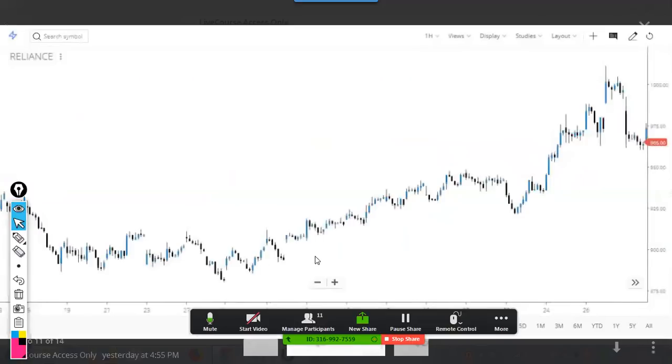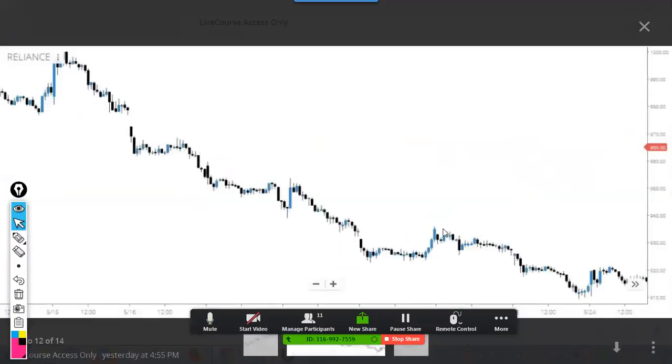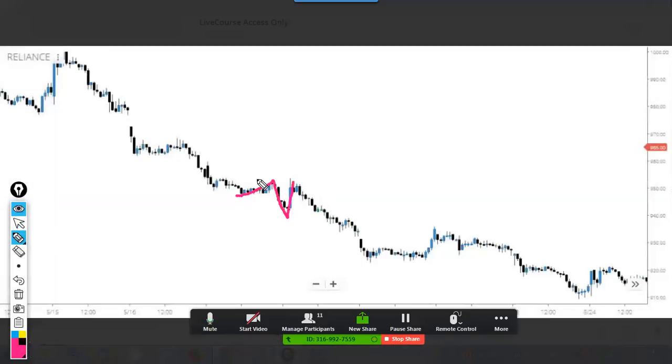This we have already done, right? Flat market, then uptrend. Then this also you have done, downtrend. So this is what I was talking about: price coming back down, falling and falling back again from the last lower high.